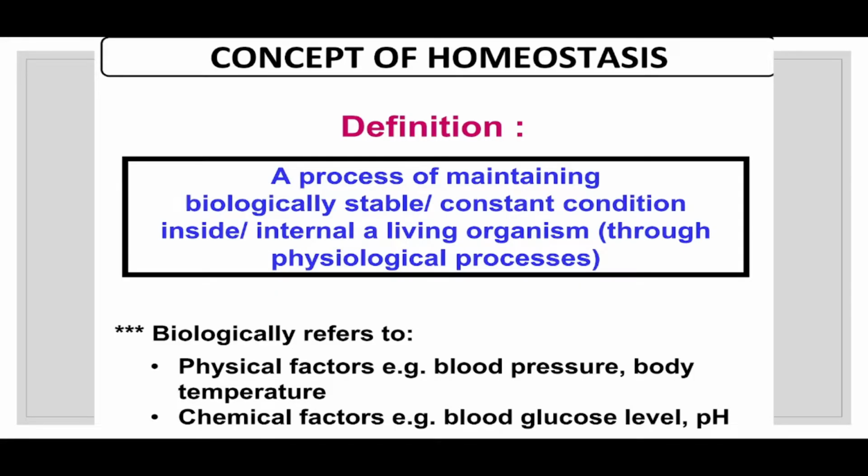The concept of homeostasis. Homeostasis is the process of maintaining biologically stable, constant conditions inside a living organism through physiological processes. The keyword is that homeostasis is the process to maintain our internal environment. The internal environment refers to physical factors, for example blood pressure and body temperature.